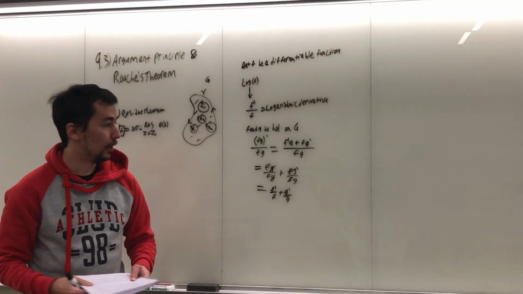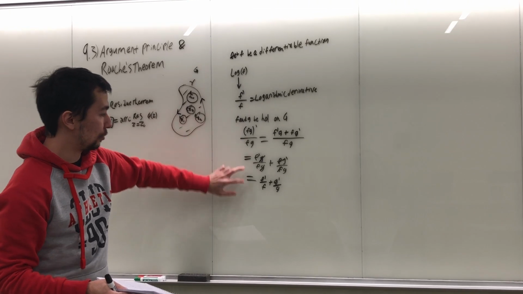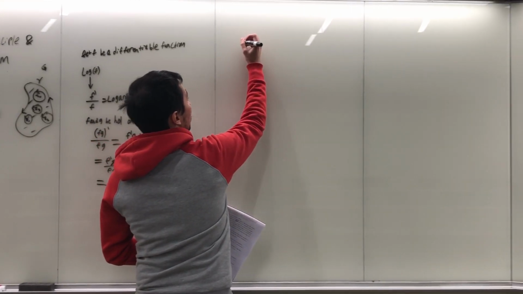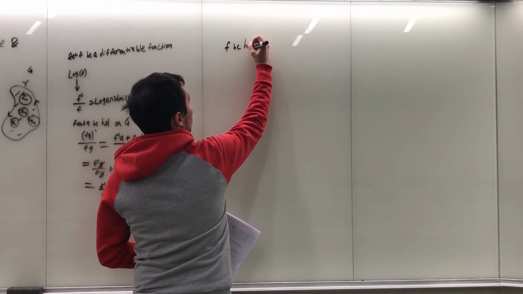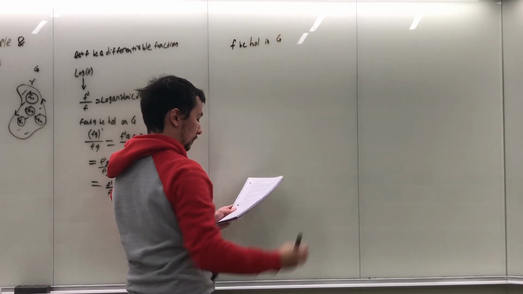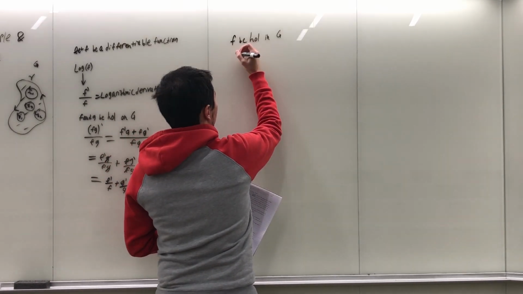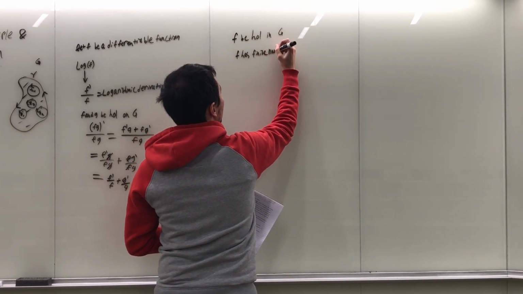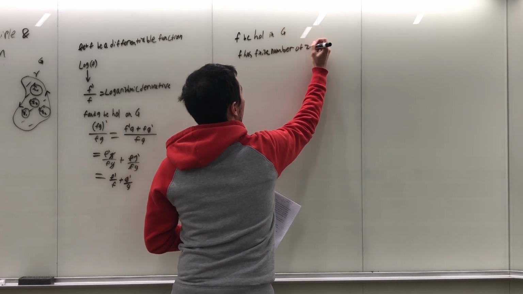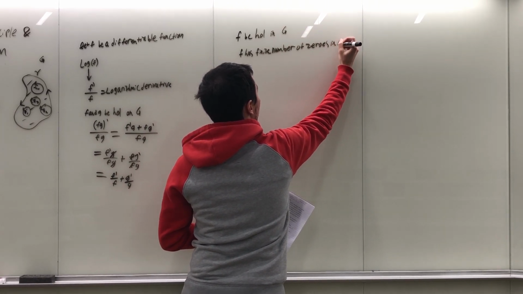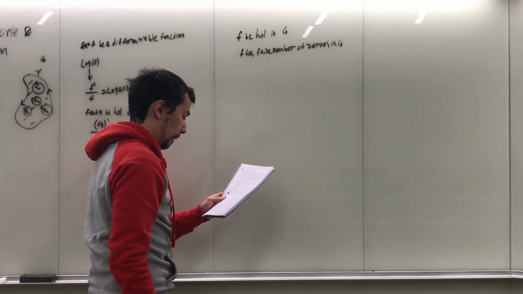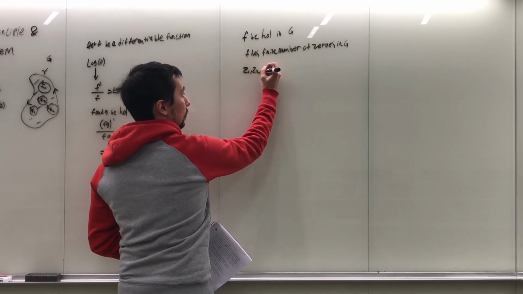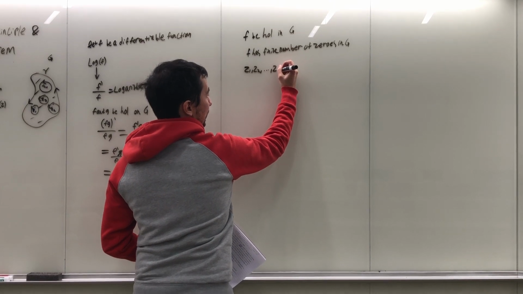Okay, so since we now have that this is equivalent to this, we can now apply this fact to the following situation. So we're going to let f be holomorphic in a region G, and we're going to say that f has a finite number of zeros in G. And we can go ahead and label those zeros as Z1, Z2, all the way up to, we will go ahead and call it Zj.